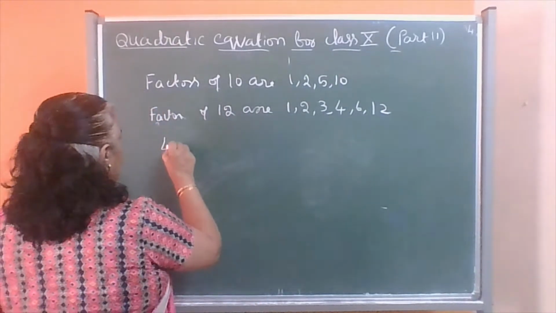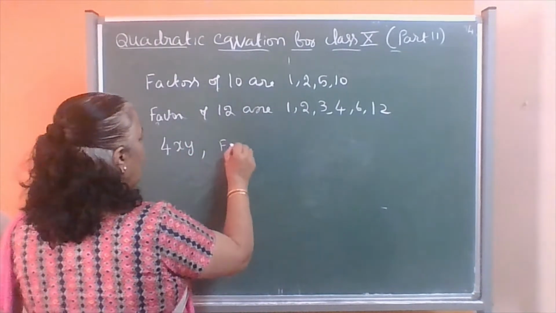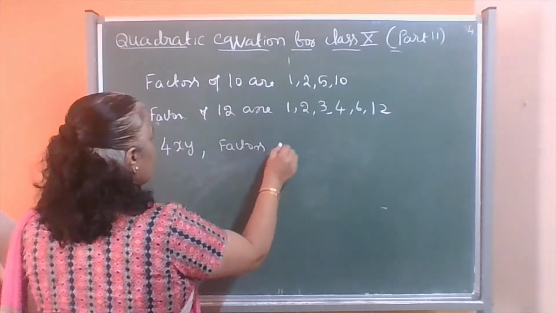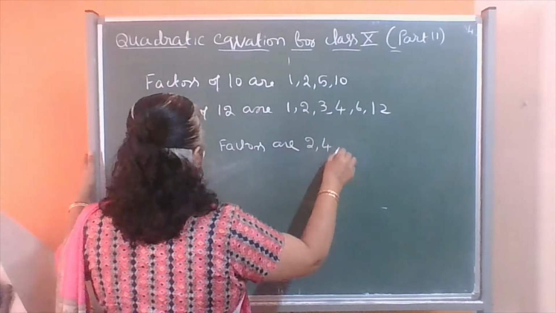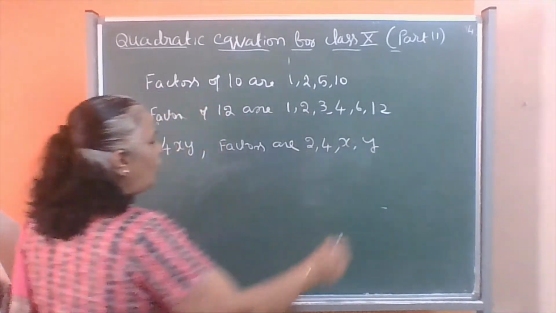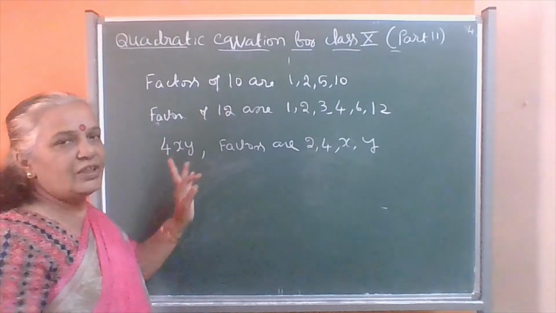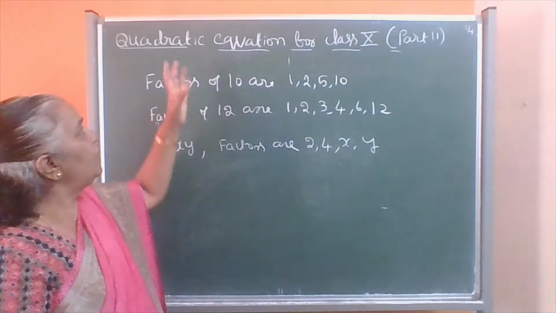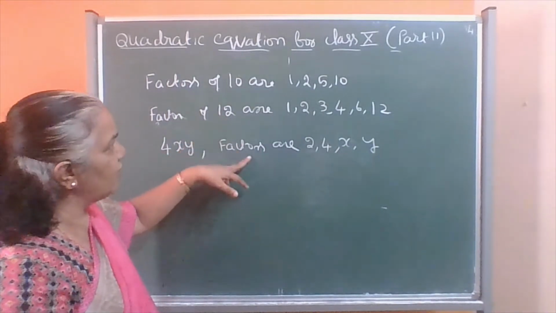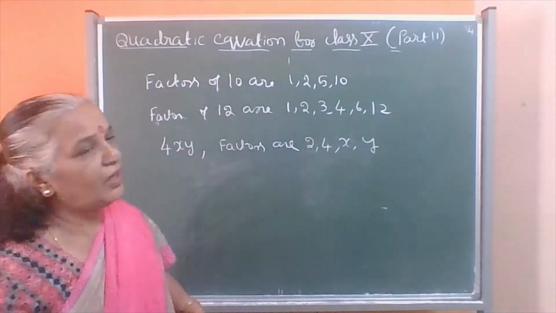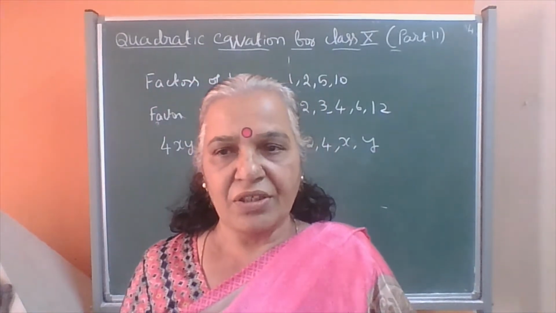For example, 4xy. For this, the factors are 2, 4, x and y. All of these, 2, 4, x, y, divide 4xy. Similarly, in this video, you are going to learn how to find the factors, that is roots, of a quadratic equation by factorization method.